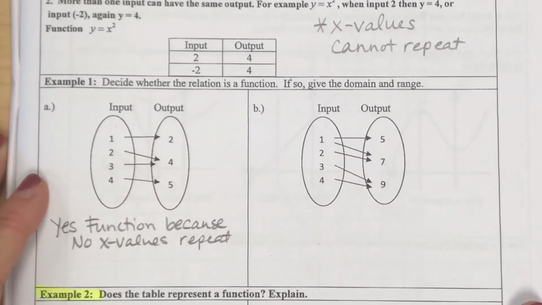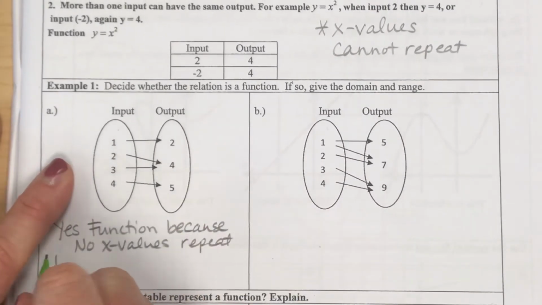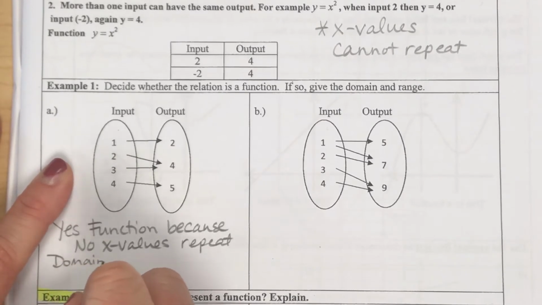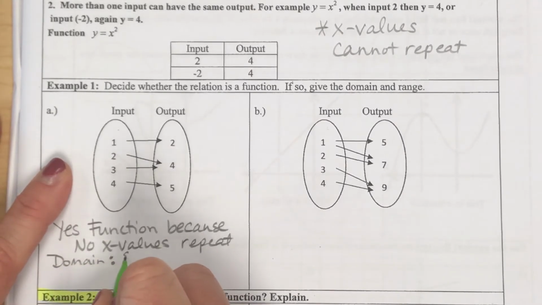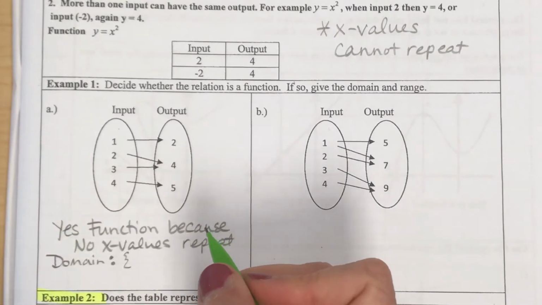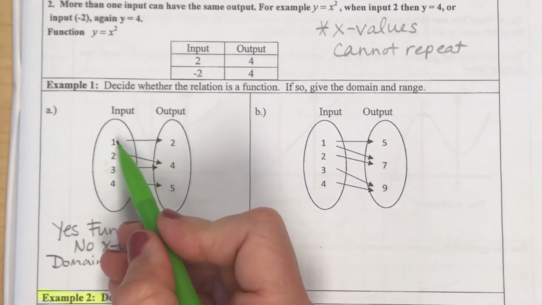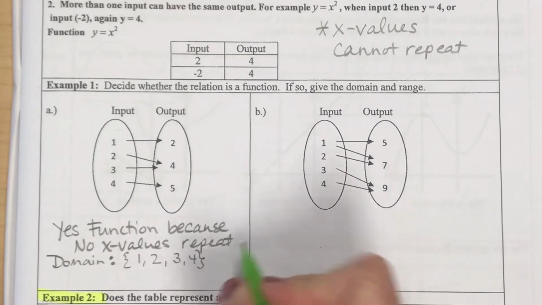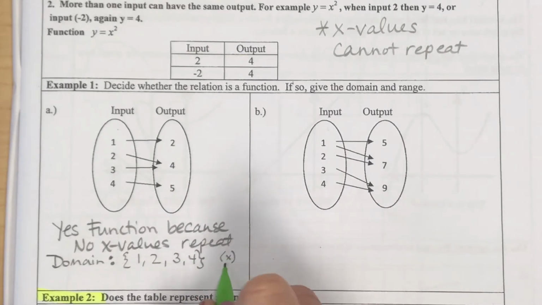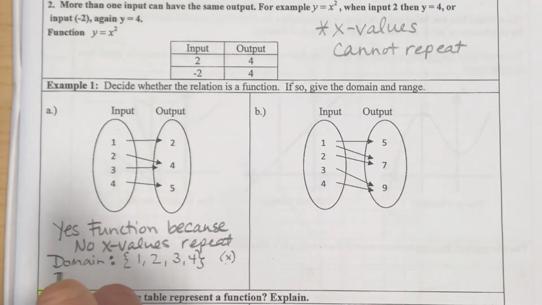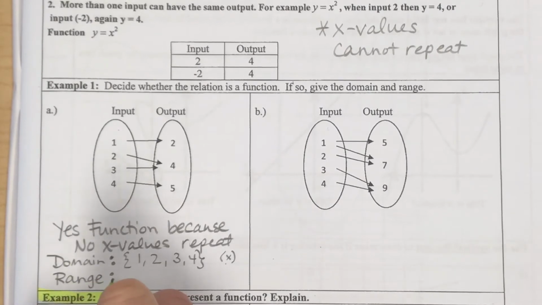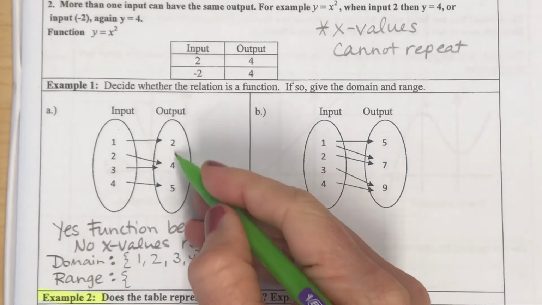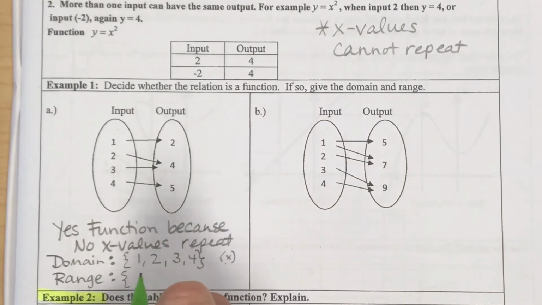And then now I'm going to write down my domain and range. So my domain is the list of all the values in order least to greatest of the input values. So my input values in order from least to greatest would be 1 and 2 and 3 and 4. So that's all my inputs. Normally we call these x values in our function. And the range is the set of all the numerical values that are the outputs in order from least to greatest, so 2 and 4 and 5.